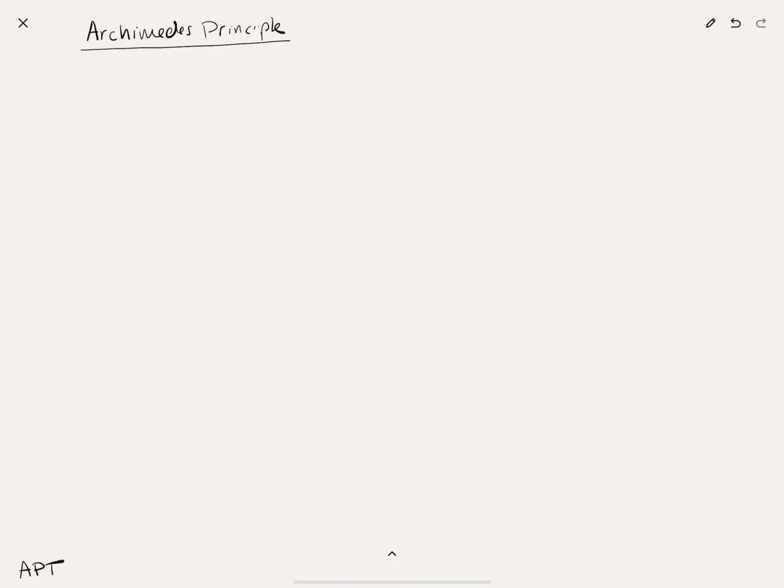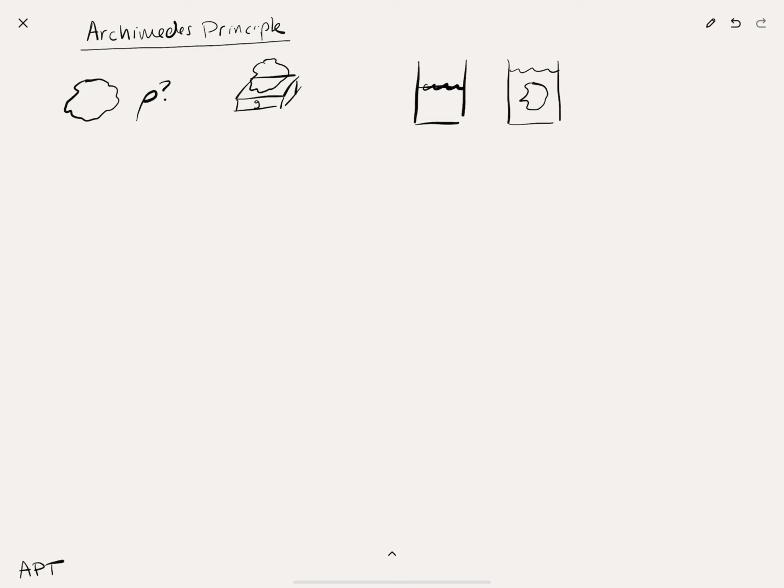Today we're going to learn about Archimedes' Principle. So imagine I give you an object of a regular shape, and I say, what's its density? You might imagine that the easiest way to find the density would be to find a scale, put that object on the scale to find its mass, then measure the volume of that object somehow, and then you know that the density of an object is the mass divided by the volume.